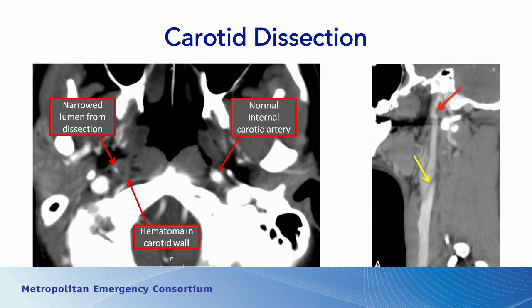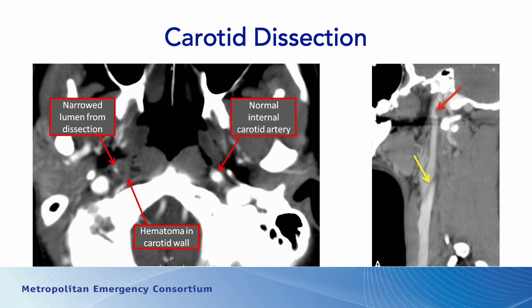So from an imaging perspective, what might this look like? Here we have a CT for the photo on the left. When you look at it, what's on your right is the patient's left-hand side, and you can see that big round white spot, which is labeled with a red arrow, says normal internal carotid artery. If you look at the same spot on the left side, you can see just a little bit of dye, and then you see this dark spot right next to it, and that dark spot is the hematoma in the carotid wall.